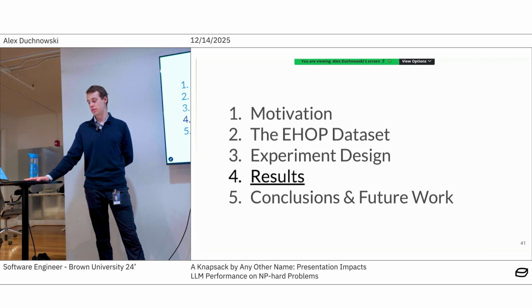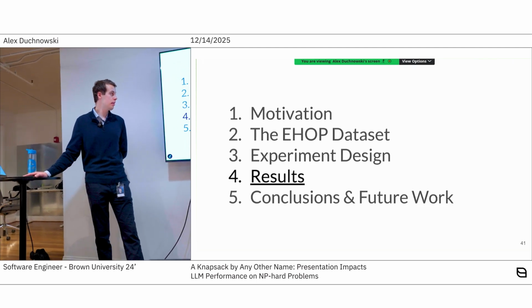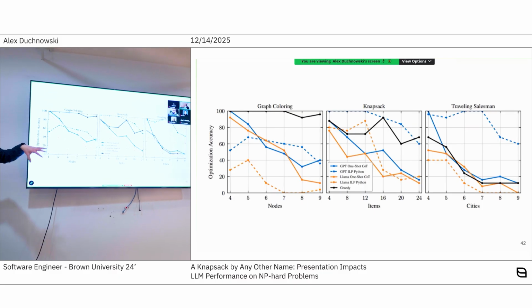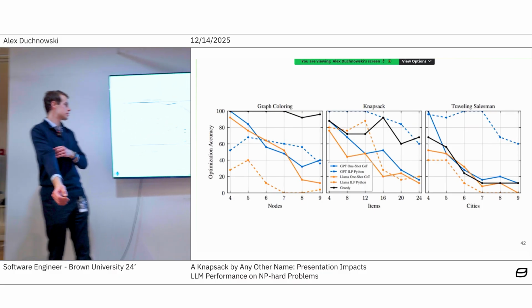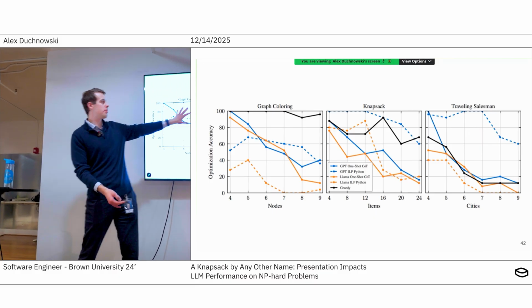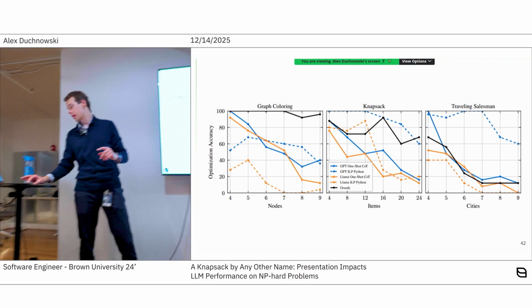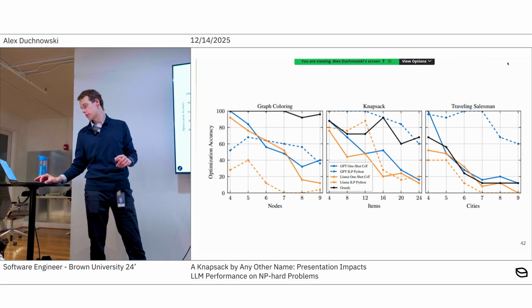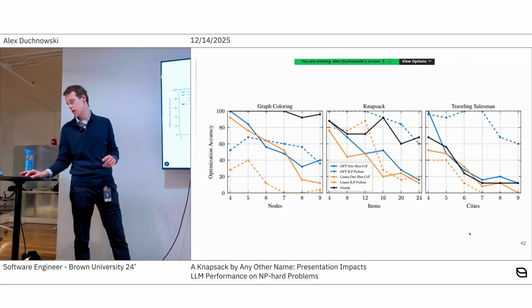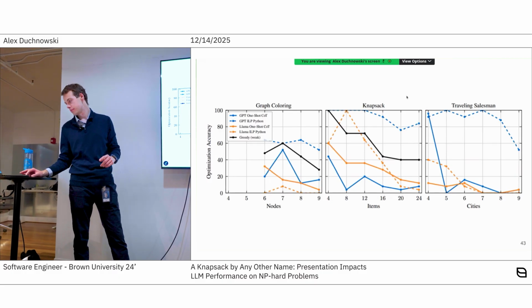All right, so results. Let's look at the numbers. This is for the EHOP random data set, so this is the randomly generated problems. It's a little bit blurry, but hopefully you can make it out. We split it up by problem, so graph coloring, knapsack, and traveling salesman.